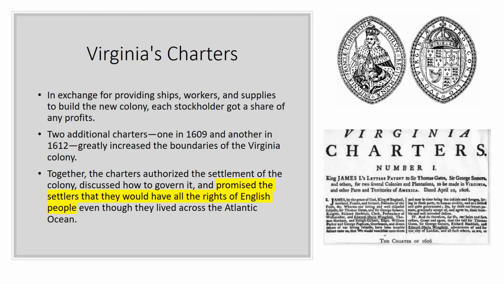In exchange for providing ships, workers, and supplies to build the new colony, each stockholder got a share of any profits. Two additional charters, one in 1609 and another in 1612, greatly increased the boundaries of the Virginia colony. Together, the charters authorized the settlement of the colony, discussed how to govern it, and promised the settlers that they would have all the rights of English people, even though they lived across the Atlantic Ocean.